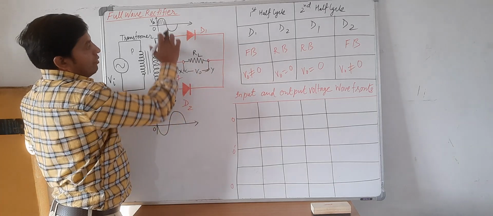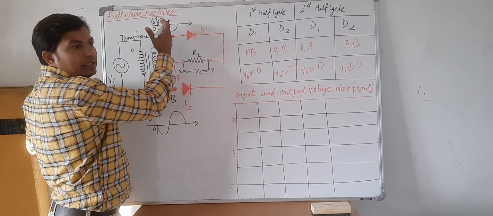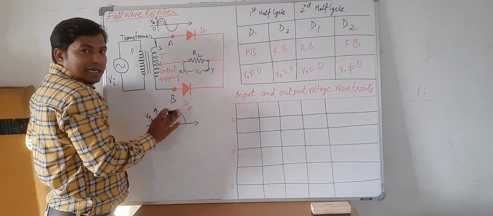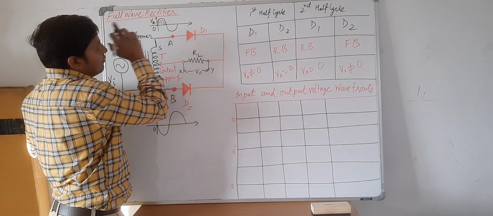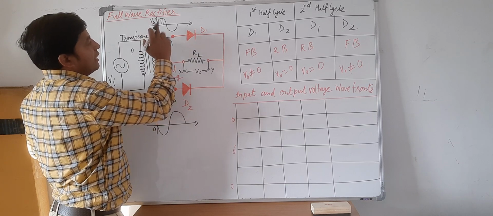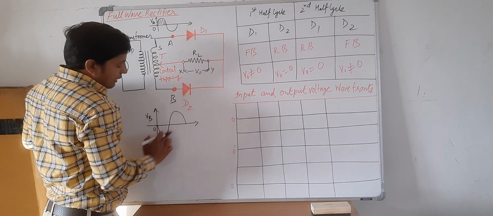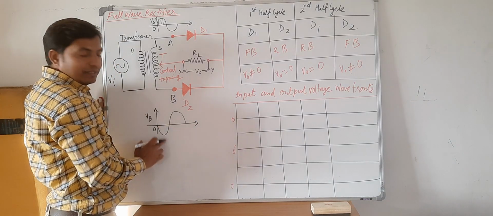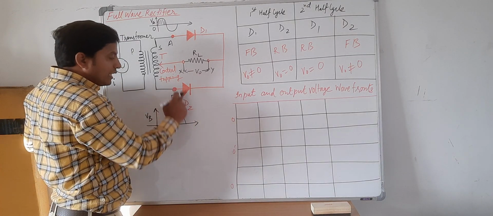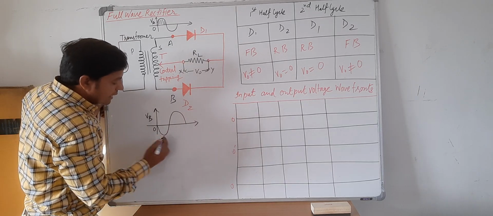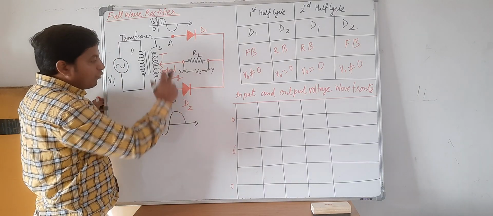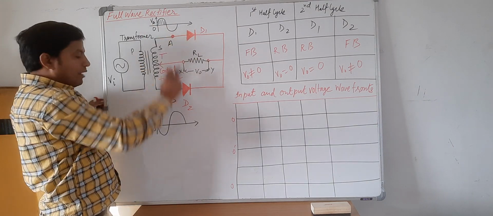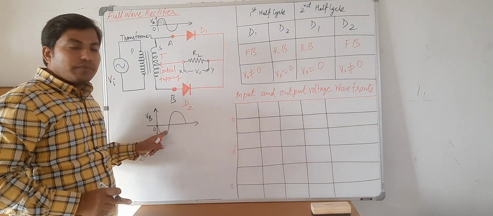Now at the same time, the first half cycle of VA and VB will be the same. So in the first half cycle of VB, what will happen in case of D2? D2 will be in reverse biasing, because this is negative and this is positive. For the first half cycle, diode D1 will be in forward biasing, diode D2 will be in reverse biasing.